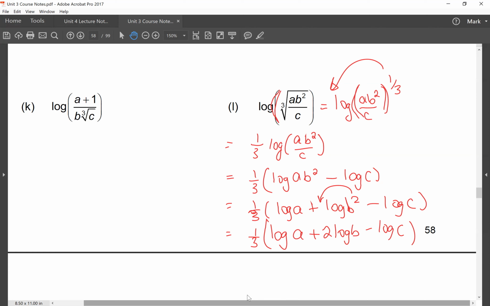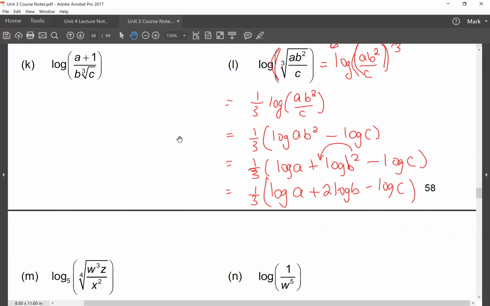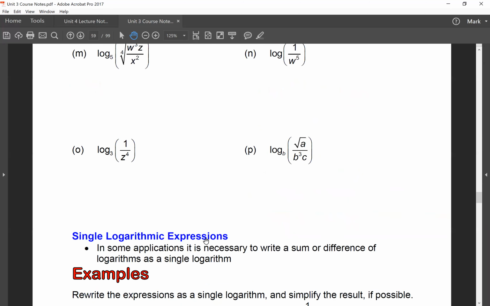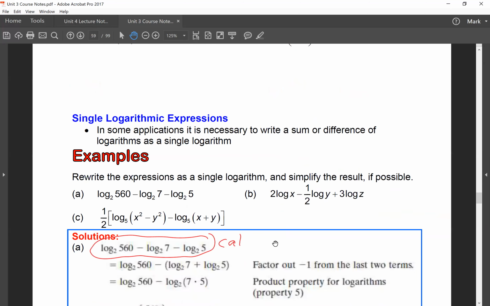So this is all good and useful, but it's not what we really care about. What we really care about, wink, wink, wink, is the next section. This would be what I would call simplifying logarithms. See if I can get rid of that. Can I get rid of that?